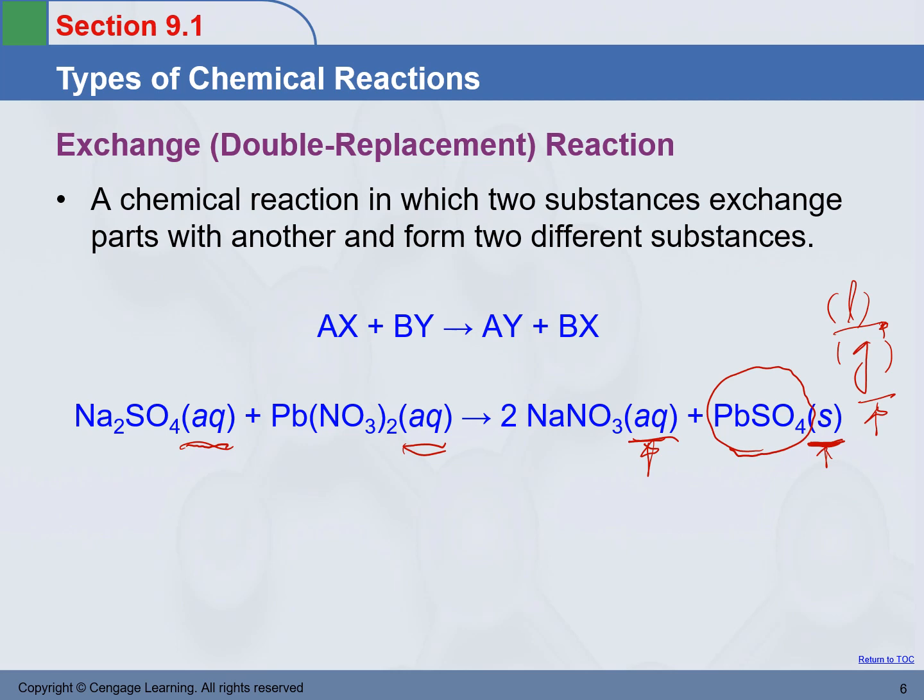This is a double replacement or exchange reaction. As you can see, sodium ion before was combined with sulfate, lead ions combined with nitrate ions. In the product, sodium combined with nitrate, sodium nitrate, lead combined with sulfate, lead sulfate. Exchange reactions.